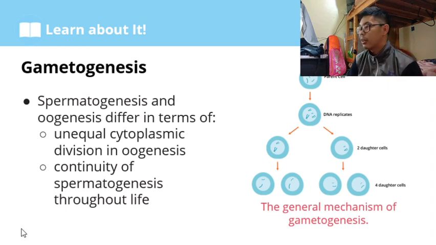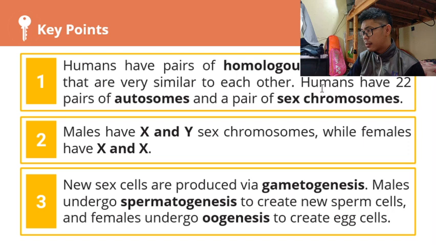Alright, so this is related to your meiosis. Let's look at the end part of this, which is the key points. Here you see that there are 22 pairs of autosomes and the last pair would be your sex chromosomes. So 22 plus the last pair of sex chromosomes, you have 23 pairs or 46 chromosomes. For males, you have XY chromosomes. For females, you have XX. These are your sex chromosomes that determine sex.